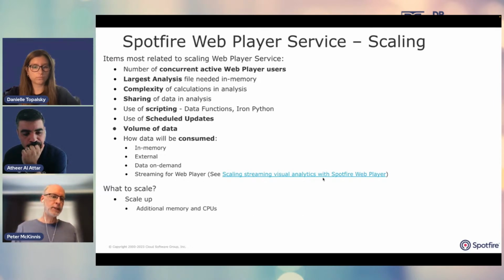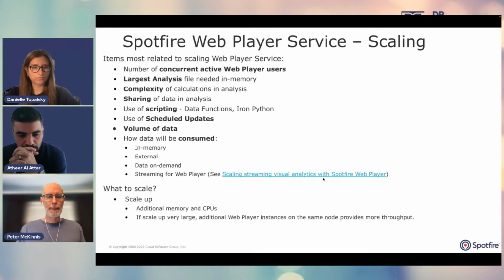So back to web player scaling and scale up, additional memory and CPUs. With the web player, because of how it uses .NET and memory, you don't necessarily want to make web players really large. Usually it's better to do additional web player instances so they can manage the memory better in .NET. Sometimes if you do have very large web player nodes, you can add additional web player instances on the same node, which will help with throughput. There's no way to say this web player instance just takes this amount of memory and that one takes that amount, but they'll be sharing the memory, and each of them will be managing less memory in total.